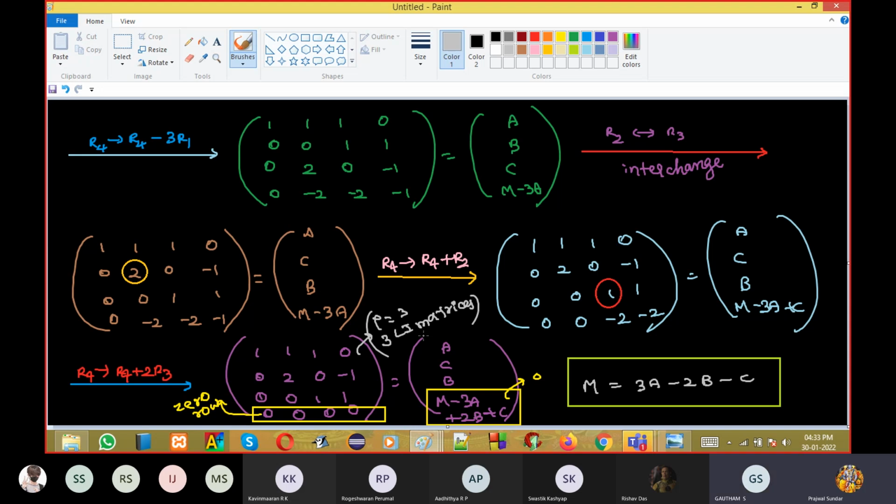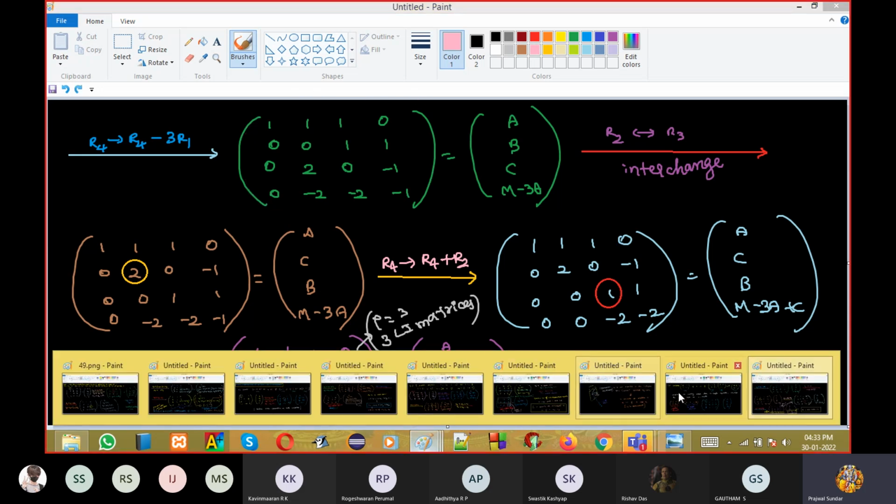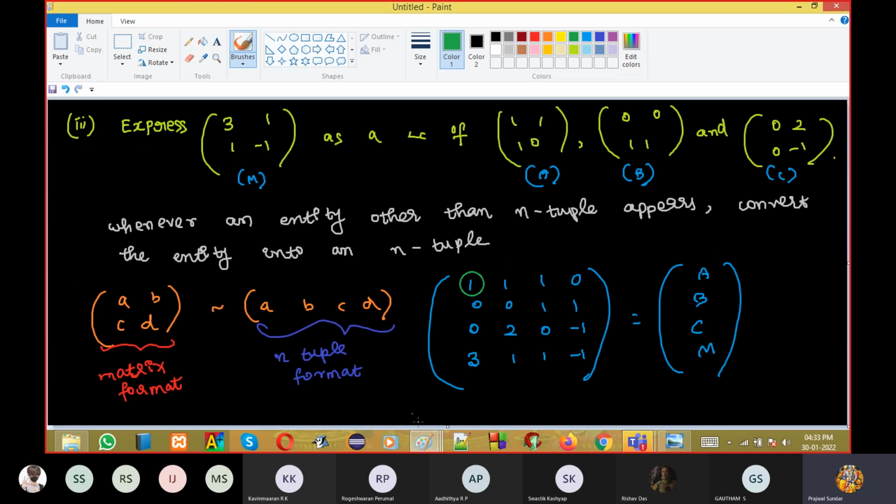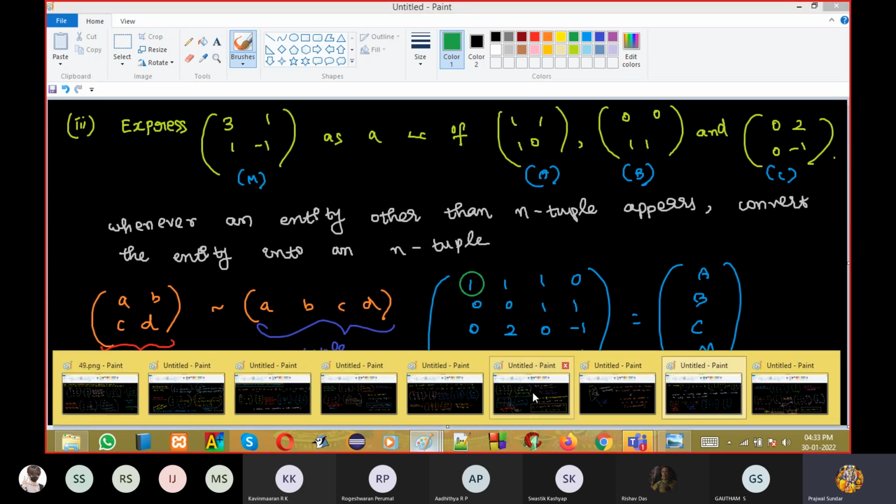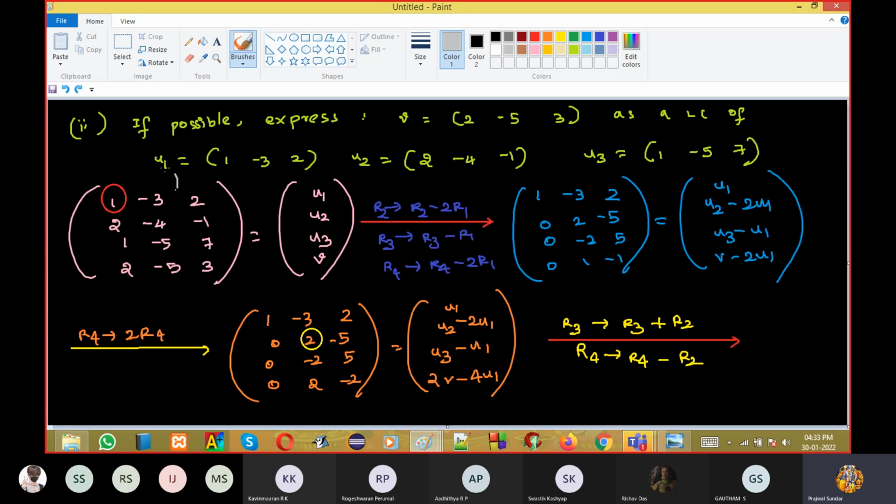Ma'am gave the method where you write K1A plus K2B plus K3C. But see, you are doing 2 works at one time, right? You're also checking whether they're independent or dependent. You don't know whether you can write it or not. The question is, if possible. Here, you're checking whether it's possible, and at the same time you're trying to get the relation.